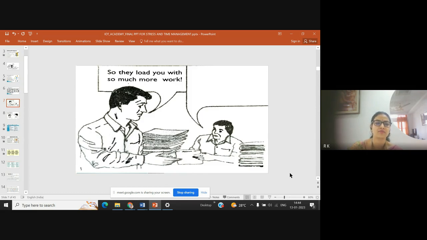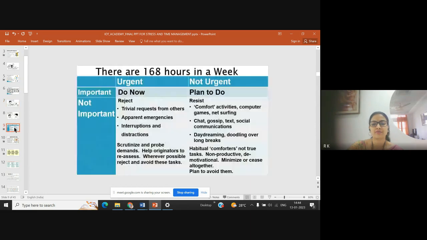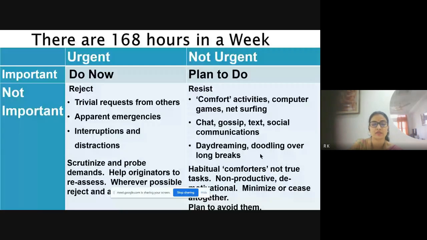Okay, the next one. This is one idea for reducing your stress, because there are only 168 hours in a week, and you need to know which is urgent and which is not urgent, and which is important and which is not important. I'm just showing you a matrix here. There is something which is both urgent and most important: just do it now. Do not bother about anything. And which is not urgent, but it is really important to do.